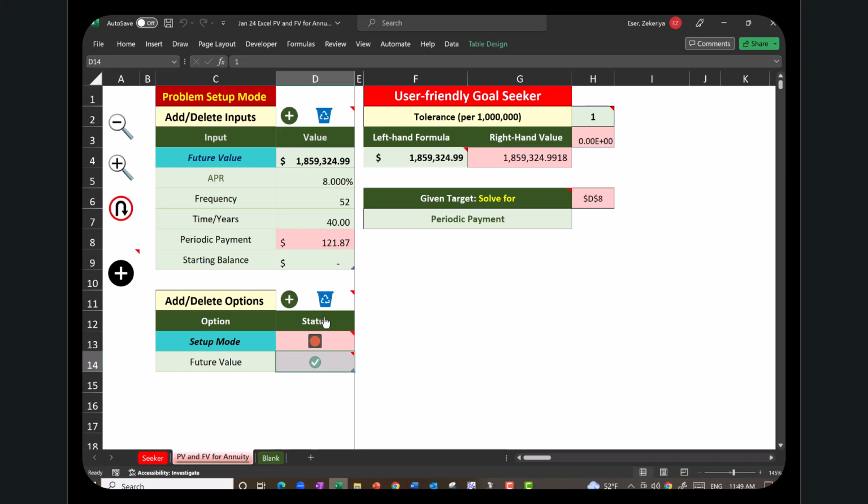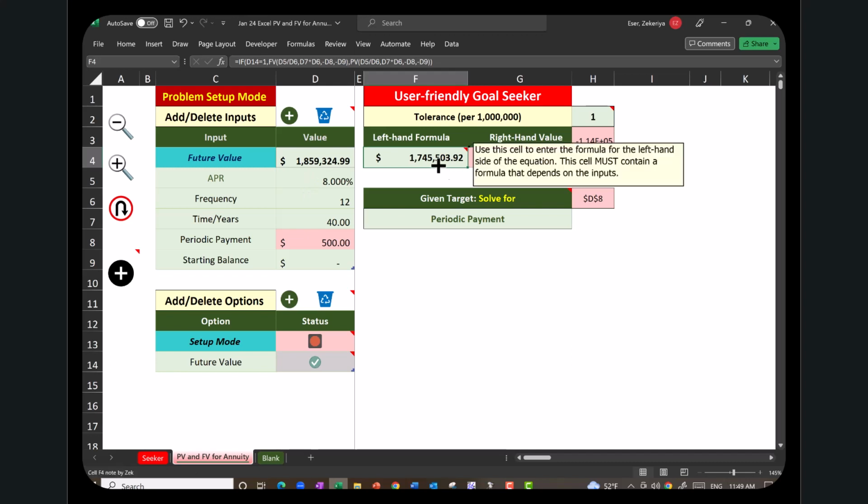So that 8% number is not arbitrary. Let's put in 500 for periodic payments. I'm going to do it for 40 years. I'm doing it monthly, so frequency is 12. Voila, that's your answer. Do not look at that. Look at the left-hand formula when you're in the setup mode.